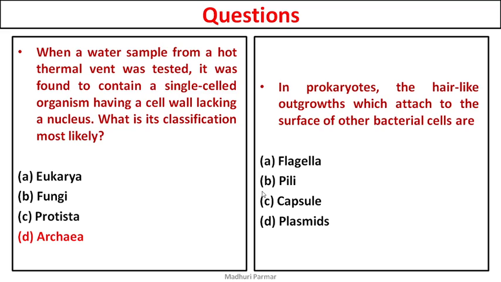In prokaryotes, the hair-like outgrowth which attach to the surface of other bacterial cells are pili. To attach to another bacteria, you require this conjugation pili or sex pili. And this is the answer.